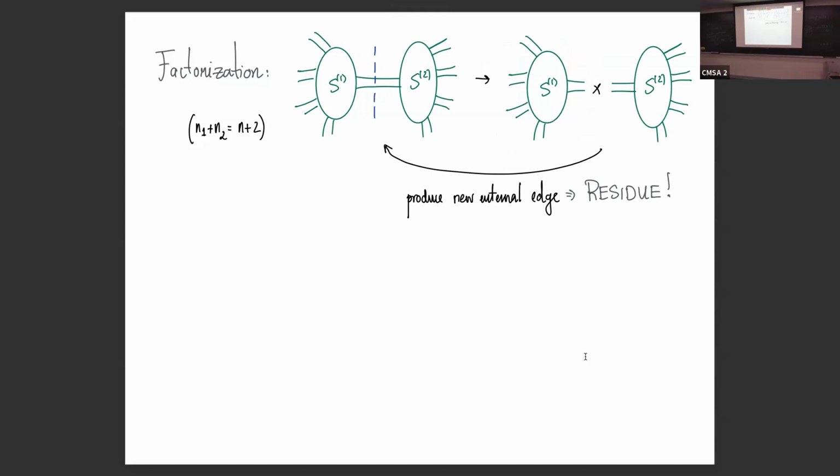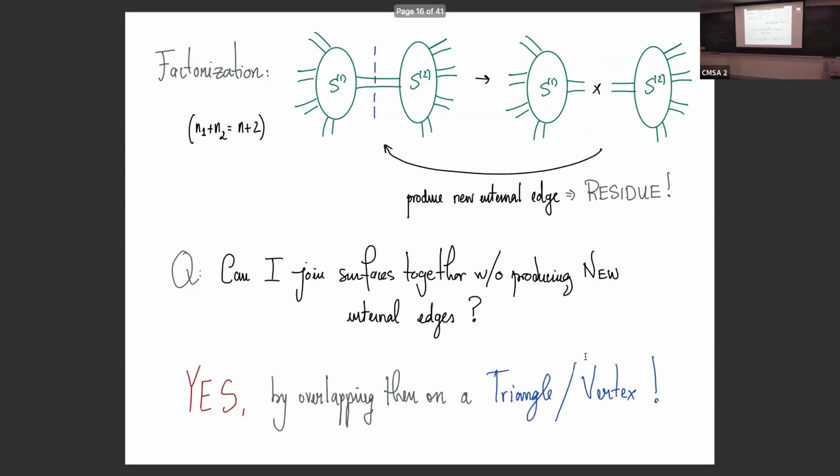But crucially, I need to cut. So if I glue these two surfaces together, I'm producing a new internal edge by gluing them together. And that's why precisely I need to go on the residue. So these split factorizations are slightly different. The question that we want to ask is: is there any way in which I can join surfaces together without producing any new internal edges? So that I basically don't have to go on a residue to land on this factorization.